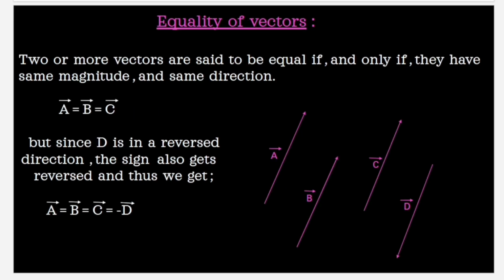Next topic is equality of vectors. Two or more vectors are said to be equal if and only if they have the same magnitude and the same direction. For example, here A vector, B vector and C vector all three have the same magnitude and the same direction. But in case of D vector, the magnitude is the same but the direction is reversed. So, since D is in a reverse direction, the sign also gets reversed and thus we get A vector equal to B vector equal to C vector equal to minus D vector.